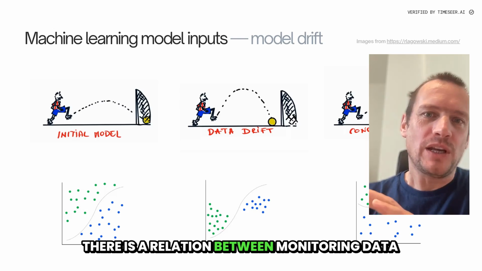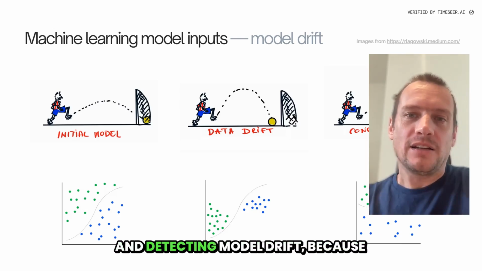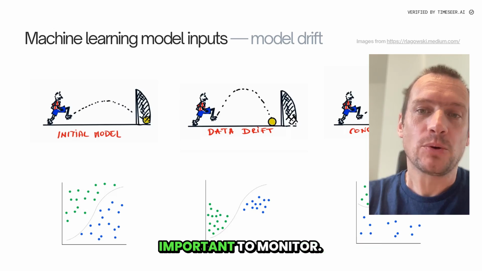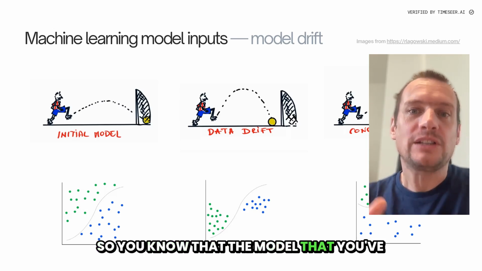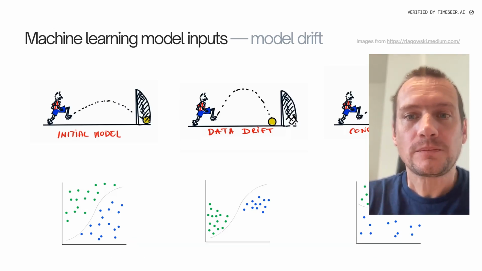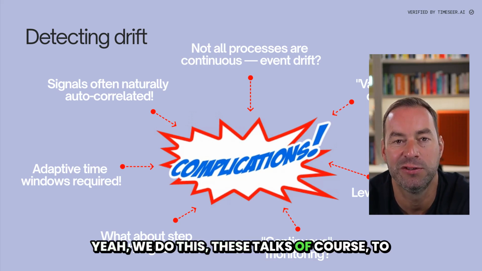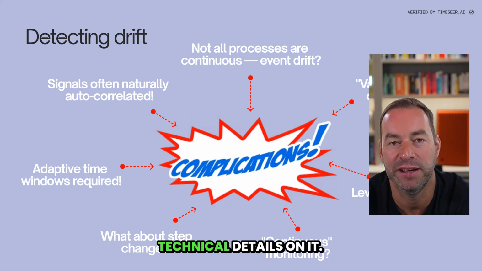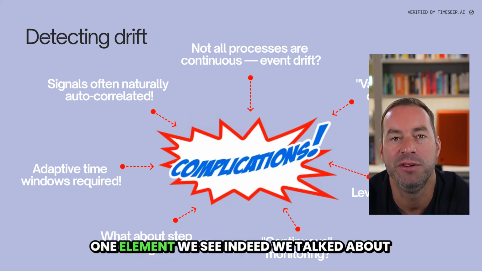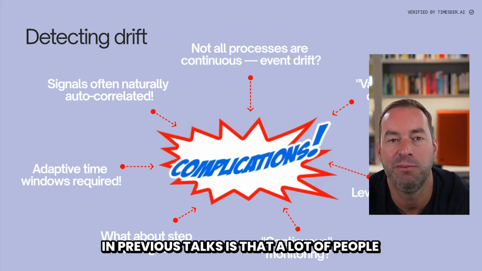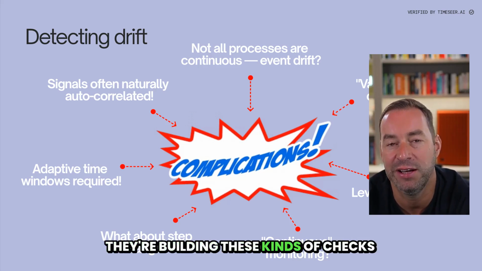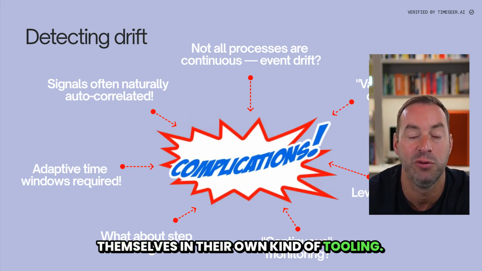There is a relation between monitoring data and detecting model drift, because obviously the inputs to the models are important to monitor, so you know that the model you've constructed is still applicable. We do these talks, of course, to explain how you should do it and to give some technical details on it. One element we see, and we talked about it in previous talks, is that a lot of people have a do-it-yourself mindset. They're building these kinds of checks themselves in their own tooling.